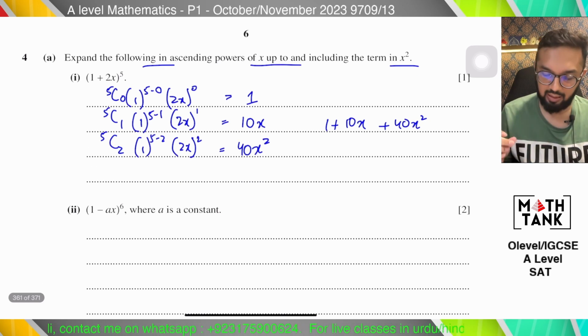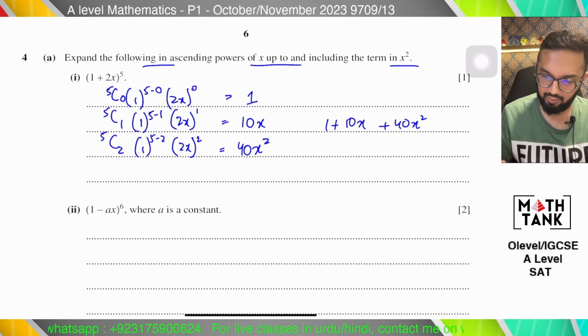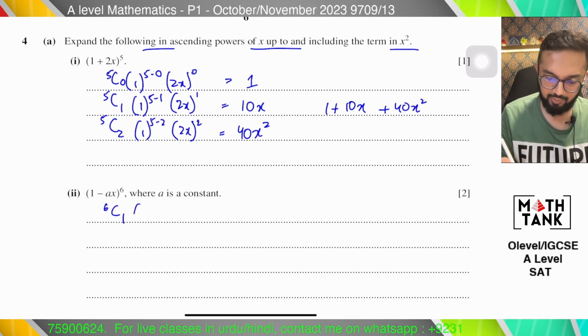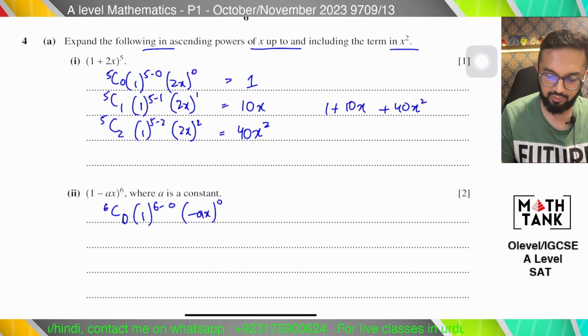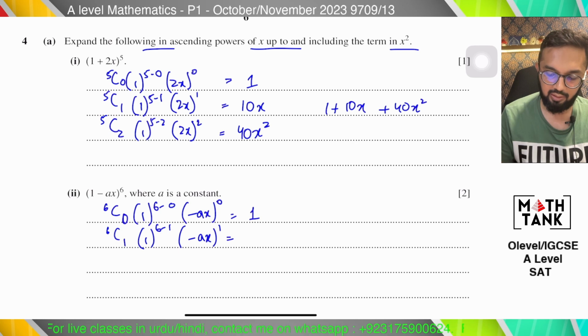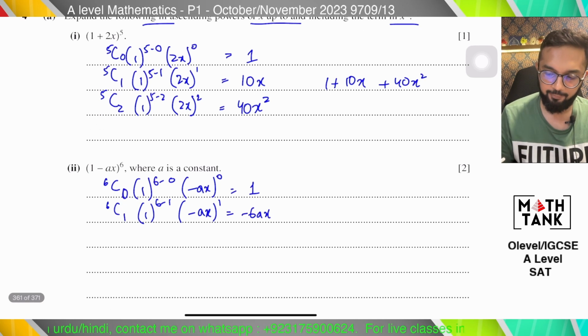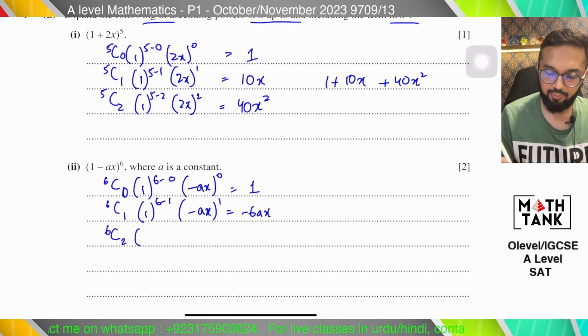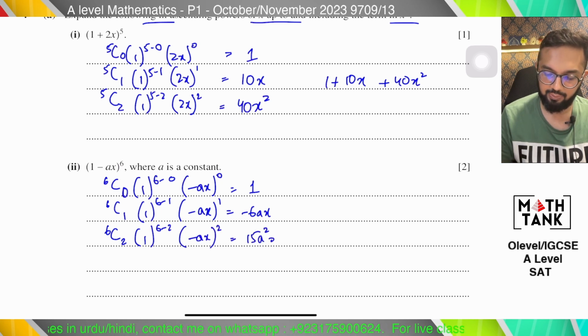Then 1 minus ax power 6, where a is a constant. So 6c0, 1 power 6 minus 0, minus ax power 0, that gives me 1. 6c1, 1 power 6 minus 1, minus ax power 1, so minus 6ax. And 6c2, 1 power 6 minus 2, minus ax power 2, so that's 15a squared x squared.